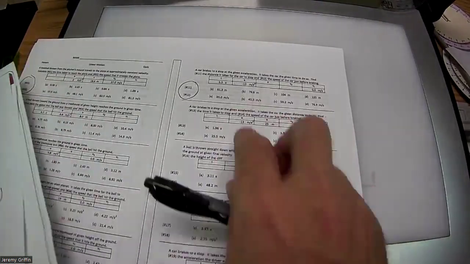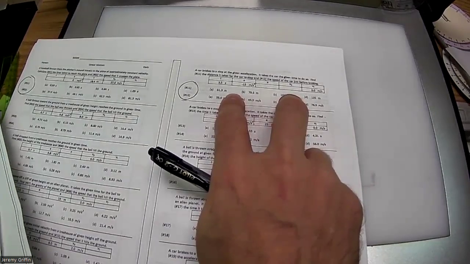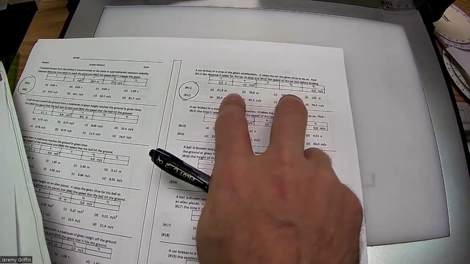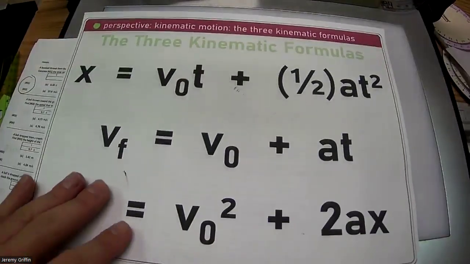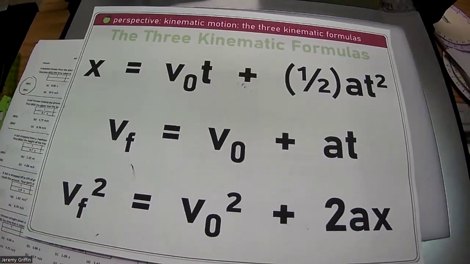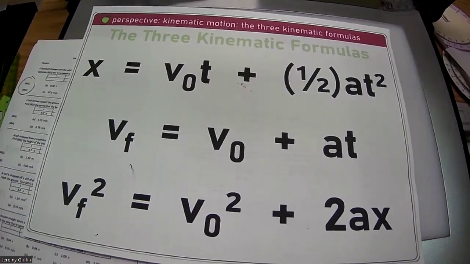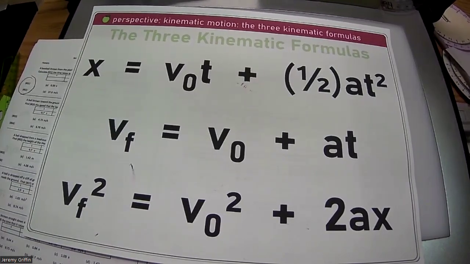But we still have to figure out the other question: how much braking distance was that? How much road? Something in meters. So we have to go back to these kinematic formulas. For the braking distance, which one do you want to use now? First, second, or third? First, yeah. All right, good call. I like that one too.